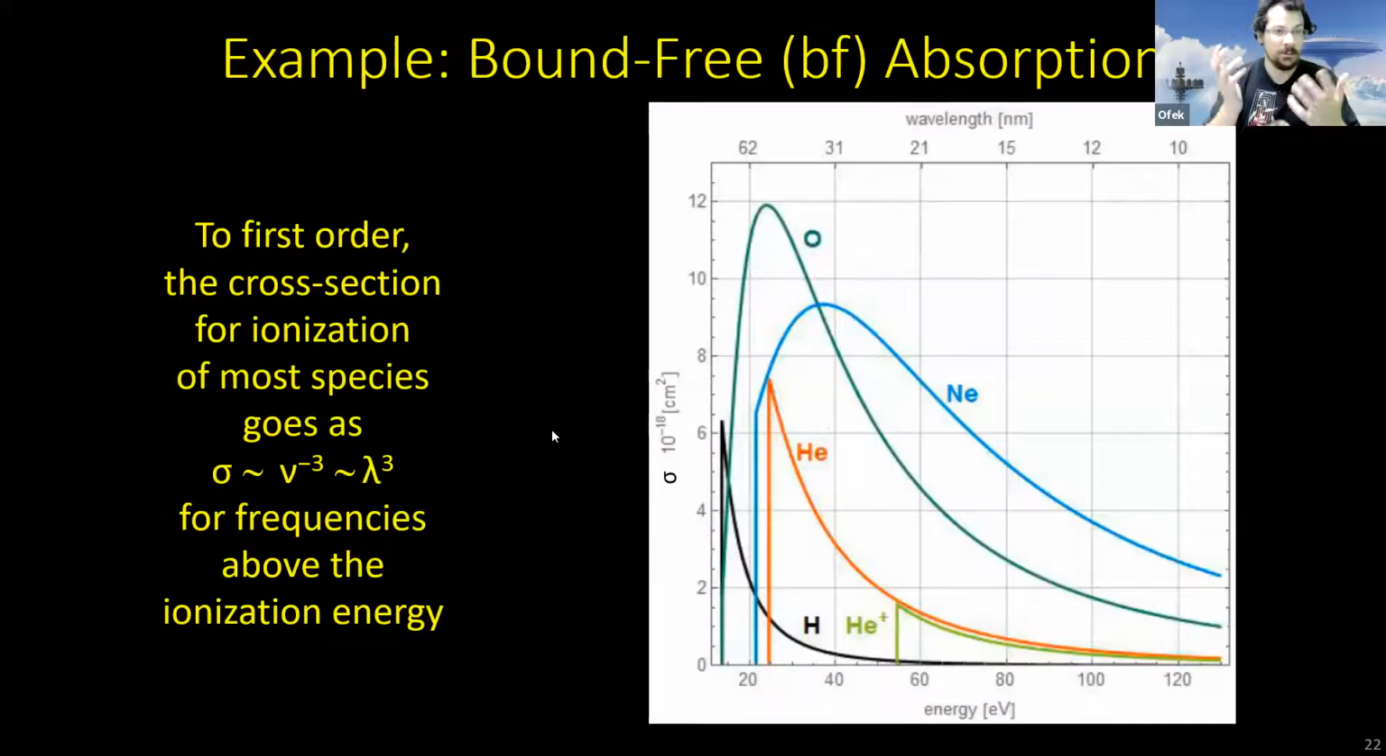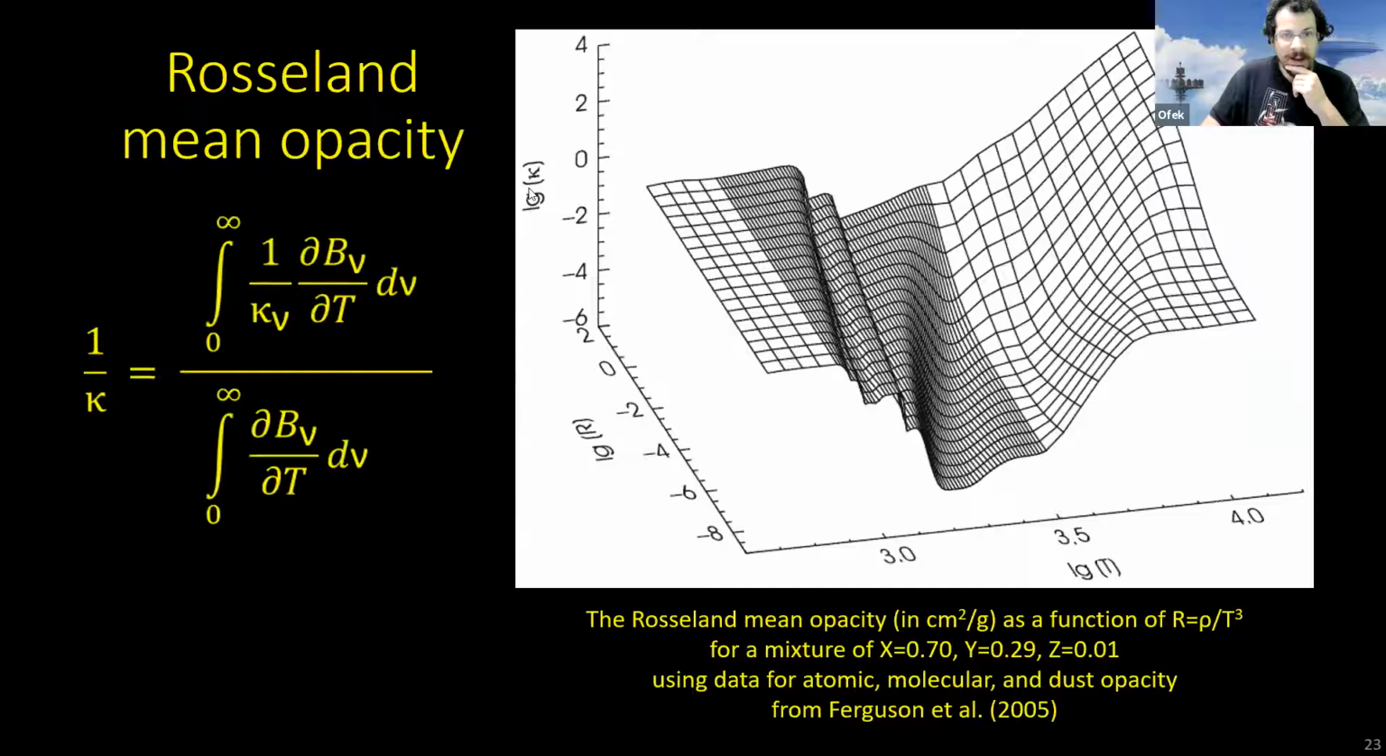So in general, in different regimes, many different processes will contribute and be relevant for calculating opacities. And because opacity is so strongly energy dependent or frequency dependent, it's very hard to work with. And so people often define some sort of average. It's called the Rosseland mean opacity.